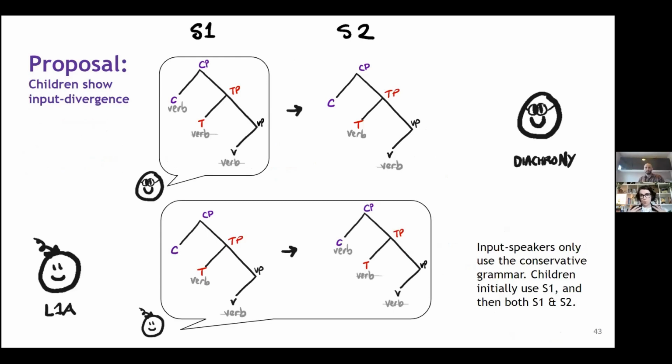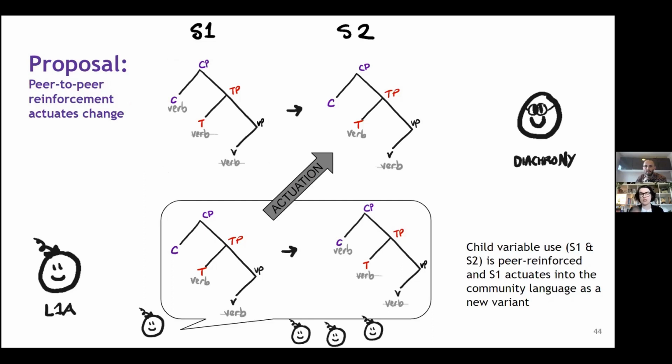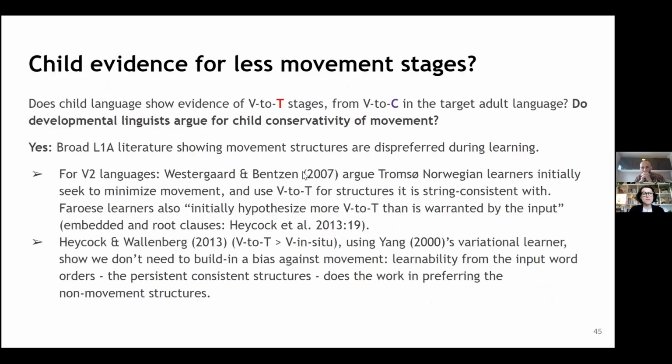Children are going to use both of their learning path grammars for a period of time, and if and when they peer reinforce that earlier grammar, it could catch on among the youth and actually actuate into the diachronic grammars. Yeah. So do children show evidence for this? So do developmental linguists argue for child conservativity of movement? So yes, generally speaking, they do.